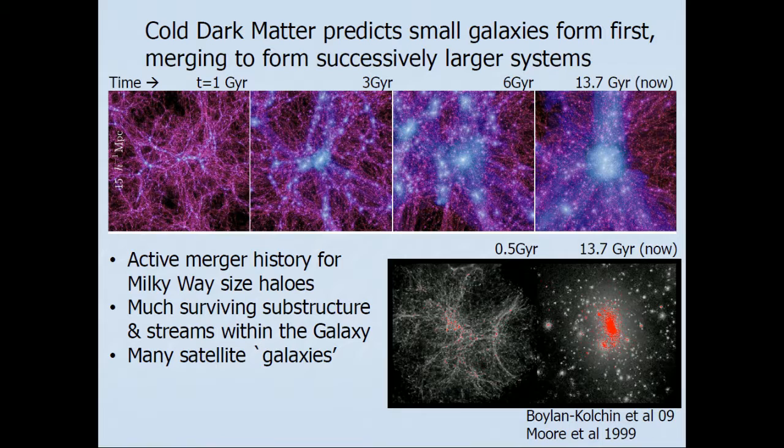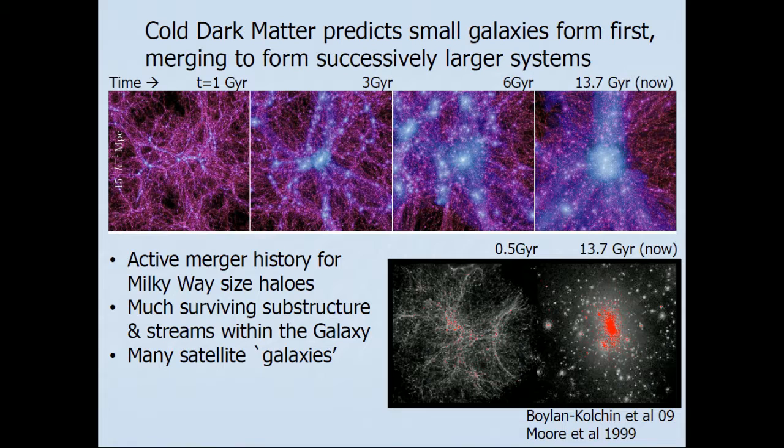So what's predicted? Active merger history for Milky Way-like halos, all these small systems to big. Lots of surviving substructure. So this was the paper that basically defined what became known as the missing satellite problem. And it was quite funny that this was presented by Ben Moore at a meeting in Aspen. It was a winter meeting in 1998. Ben Moore went first, and then Anatoly Klypin came second. If you know Anatoly Klypin, he's very excitable, we'll put it that way.